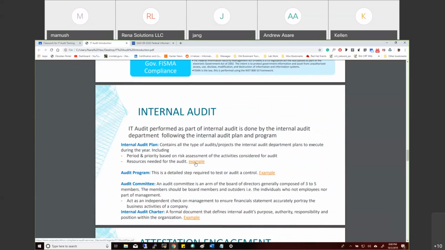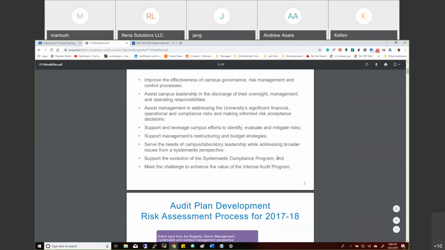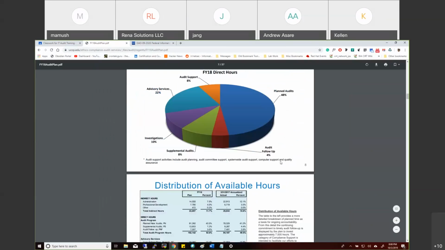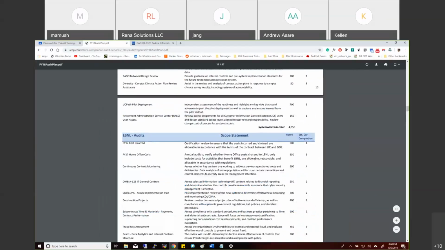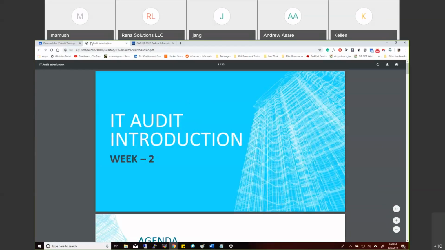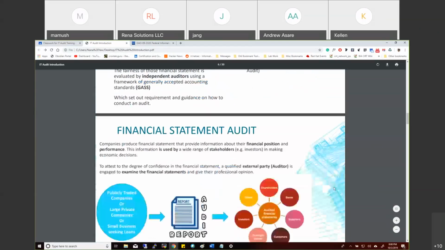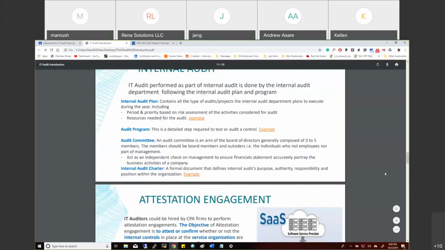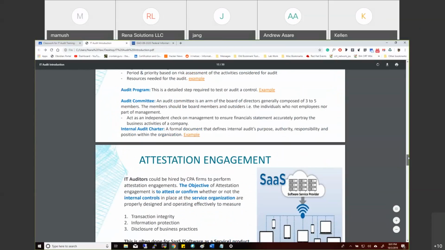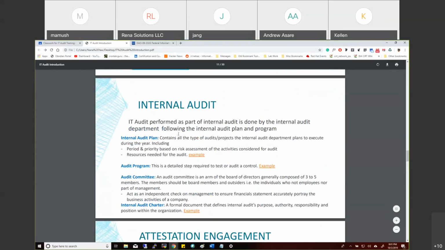The internal audit plan is a document that lists out the projects, the budget, the hours, and a summary scope of the work, whereas the announcement letter is tailored more towards one single project that's getting ready to kick off.